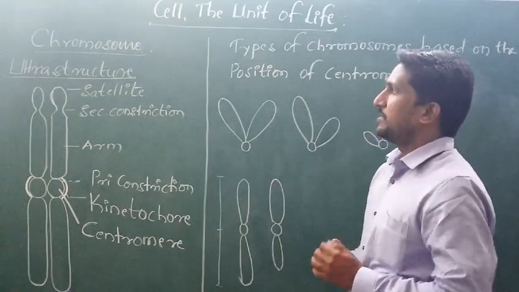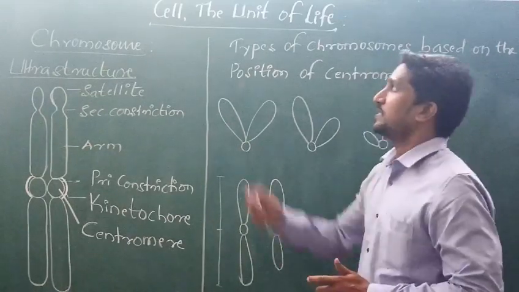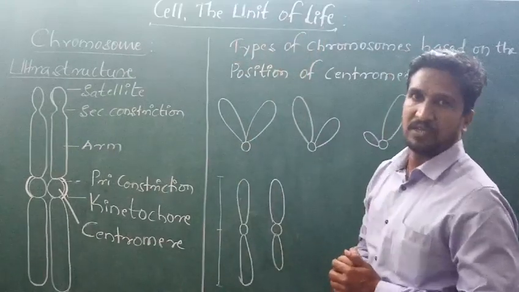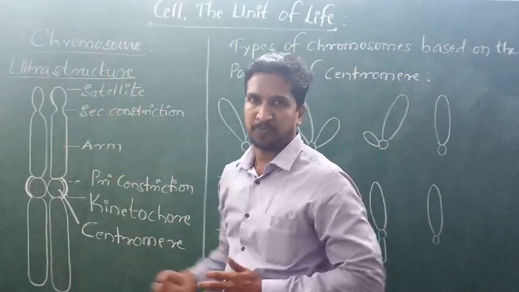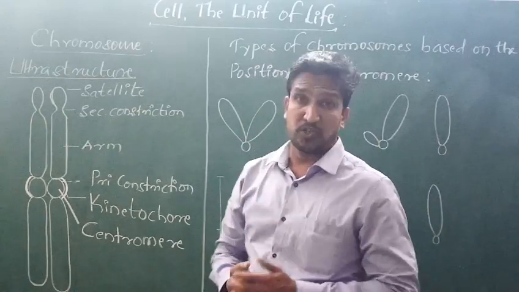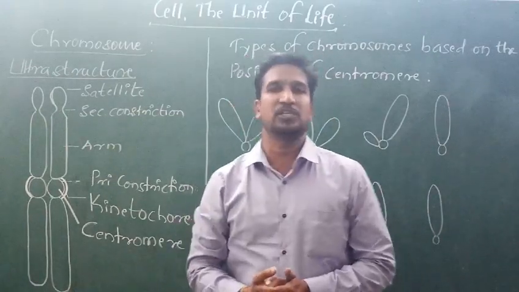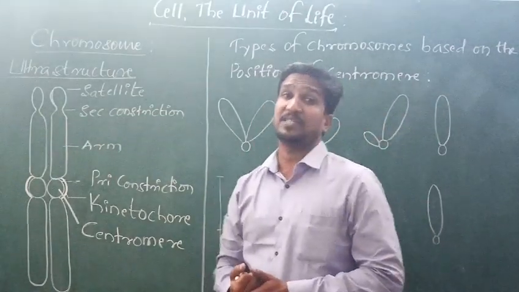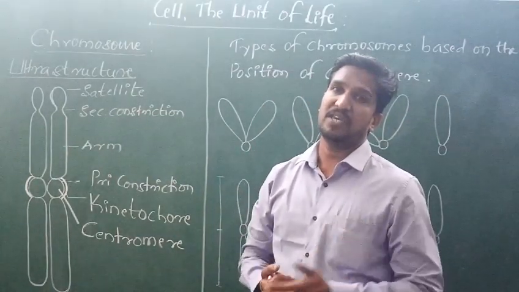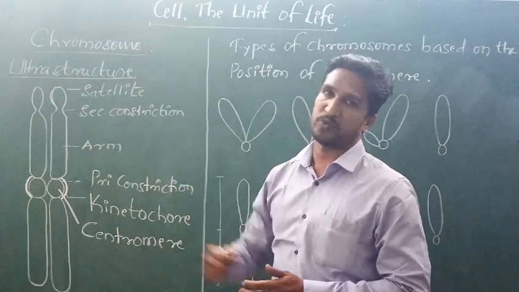Today we are going to be learning the last part of the chapter Cell, the Unit of Life. In that, the last part is chromosome. This is the most important in biology. The entire medical science, as well as everything of a living being, is completely dependent on this chromosome.